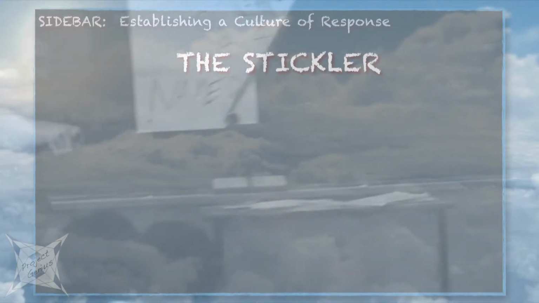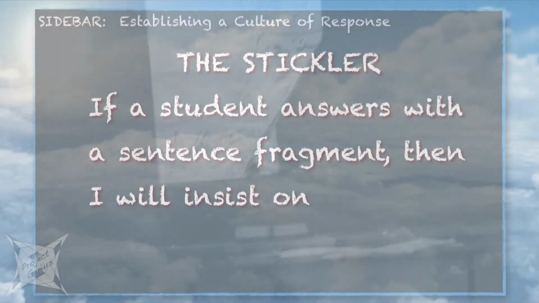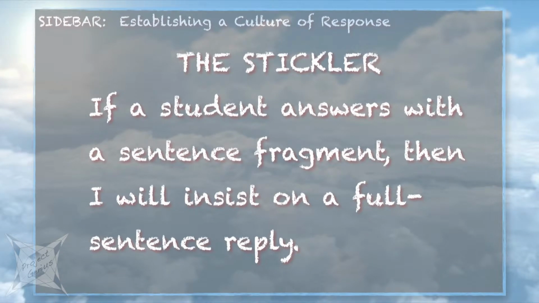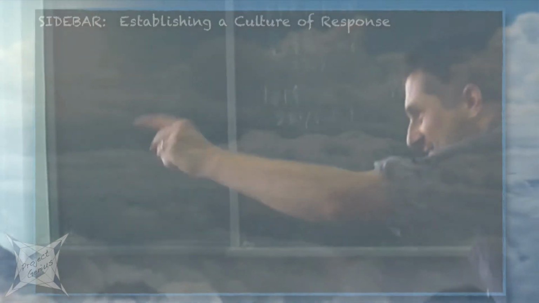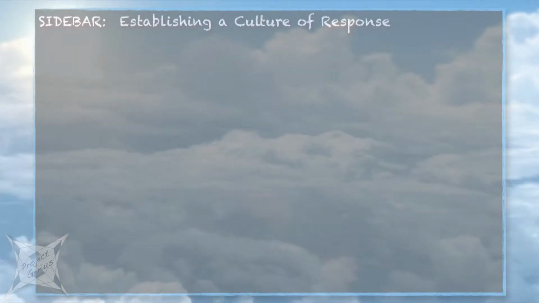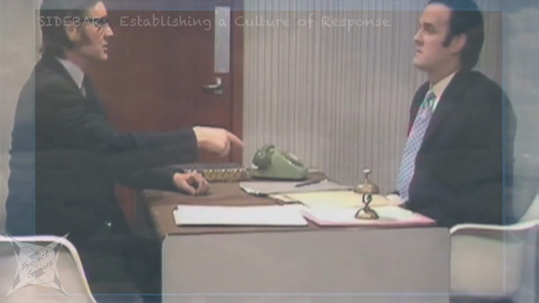The stickler. If a student answers with a sentence fragment, then I will insist on a full sentence reply. I think of all the Gambits, this is the easiest to implement if you haven't already. It's simply a matter of making full sentences a policy, an expectation, and holding to it consistently. Now, not every teacher I talk to agrees with me on this point because in real-life English conversations, we often use glib, truncated, or one-word responses to each other that are heavily dependent upon context.